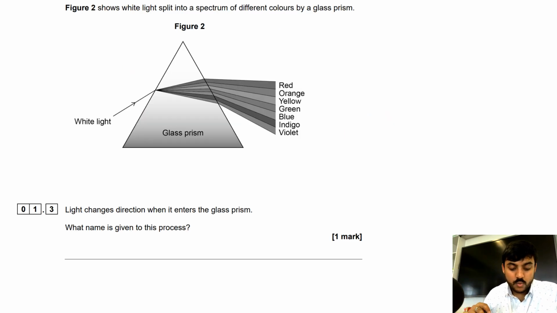Figure 2 shows white light split into a spectrum of different colors by a glass prism. White light goes in and is split up into the colors of the rainbow. This process is called dispersion. It's caused by the fact that all of the wavelengths of light refract a different amount when they go through the prism. So light changes direction when it enters a glass prism. What is the name given to the process where light changes direction? It is called refraction.